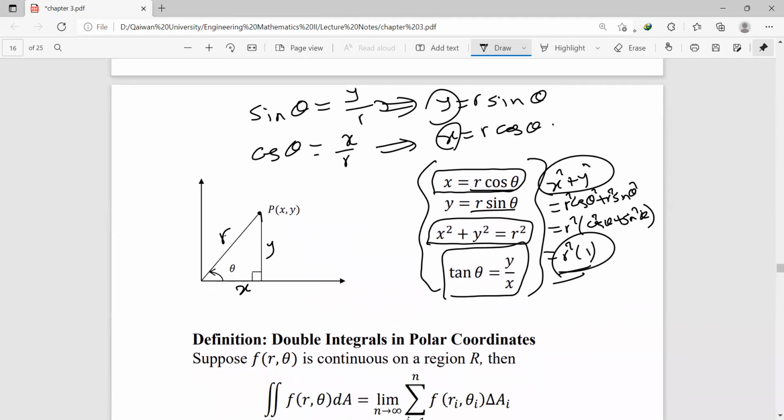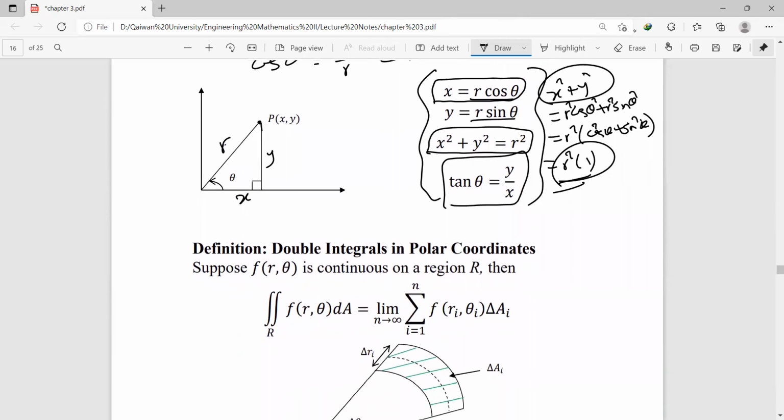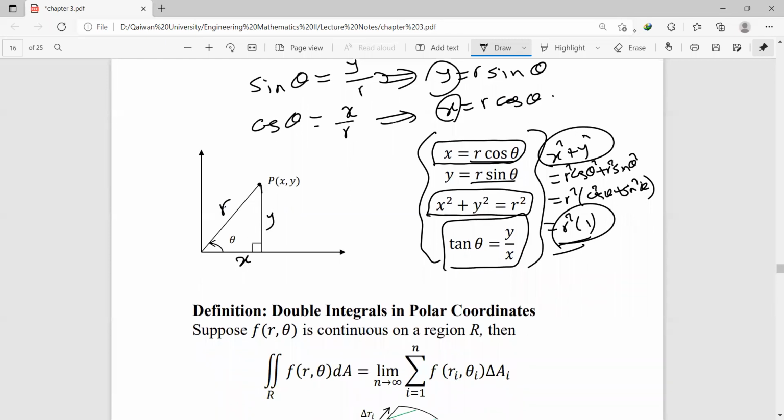Here we have these formulas. x is r cosine theta, y is r sine theta. For converting a function to polar form, we replace x by r cosine theta, we replace y by r sine theta, and replace x squared plus y squared by r squared. Okay, and also y over x by tan theta. We should convert the function from xy to r and theta.